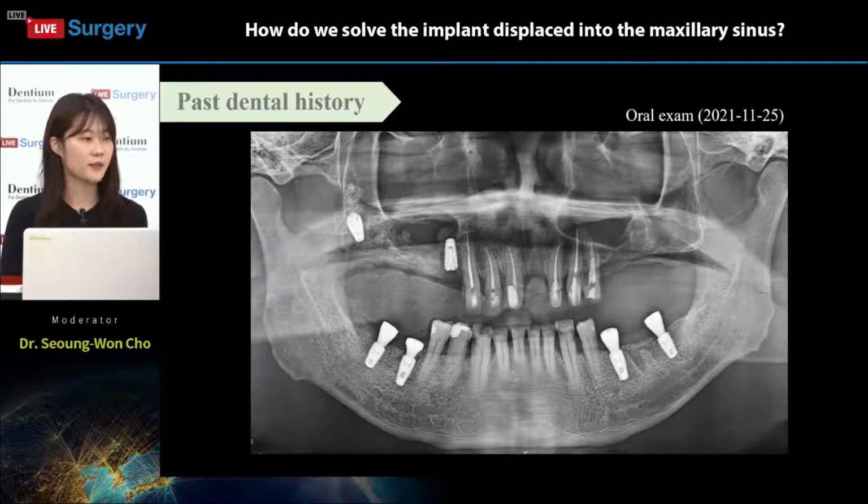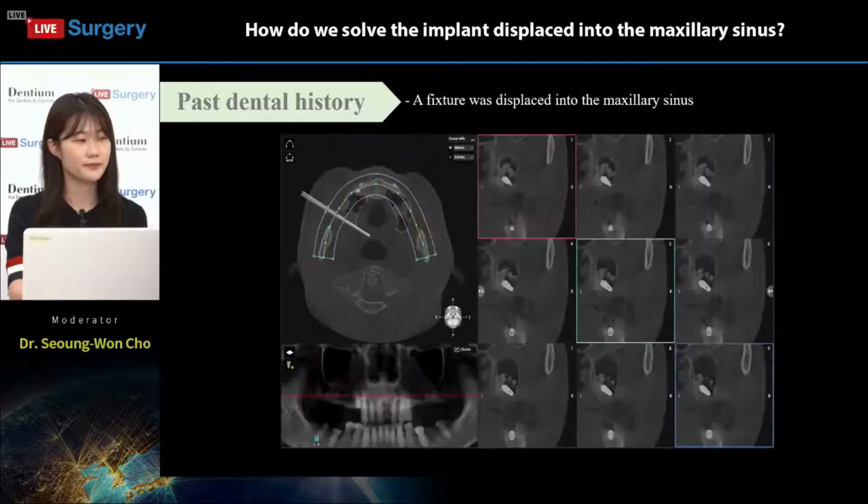This is the panoramic view of the patient at the first visit. As you can see, the fixture is displaced into the right maxillary sinus. There we are looking at the tomographic images of the right maxillary sinus. You can see granulation tissue around the fixture.